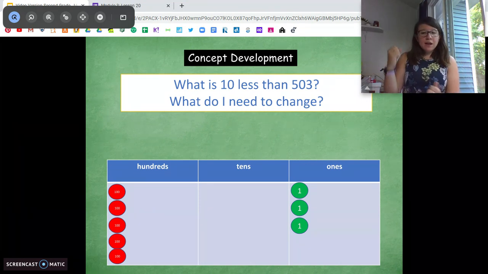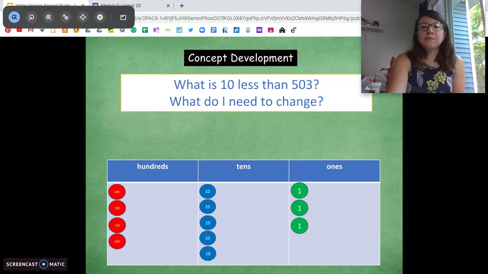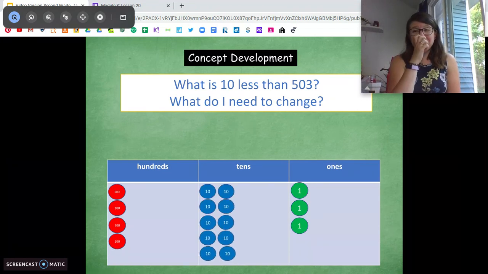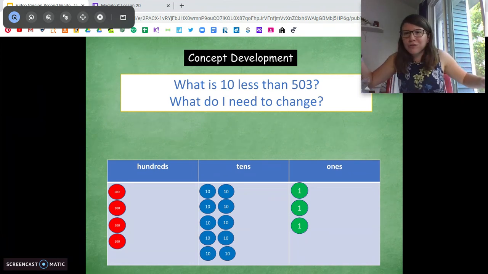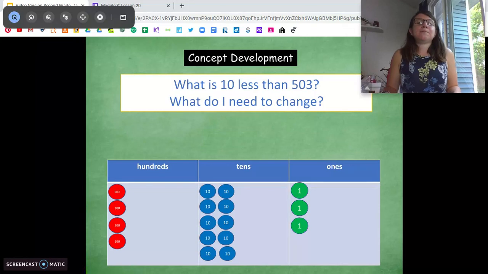So let's take one of the hundreds off and then put some 10s in its place. Make sure you do 10 tens. It has to be equal. When we're switching between the place values, it has to be equal. So when you take 100 away, put 10 tens in its place. Don't put 5 tens, don't put 13 tens. Make sure you do 10 tens.